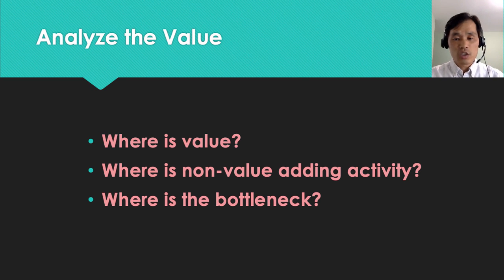The third question that you want to ask is, where is the bottleneck? According to the theory of constraints, the throughput time of the entire process depends on the speed of the weakest link. One needs to look at such bottlenecks carefully and look for methods to lift the constraints up.